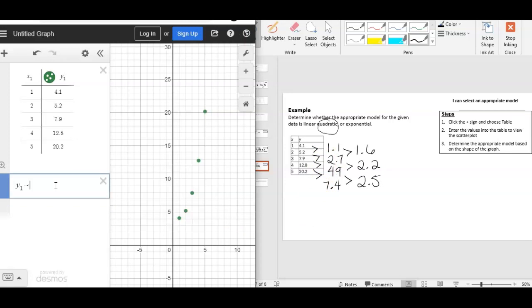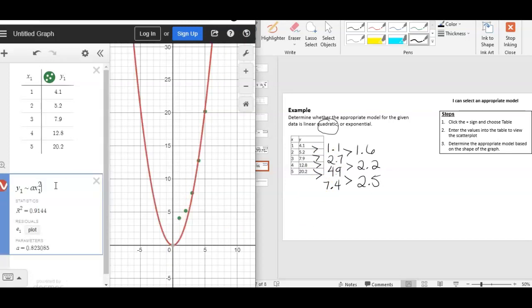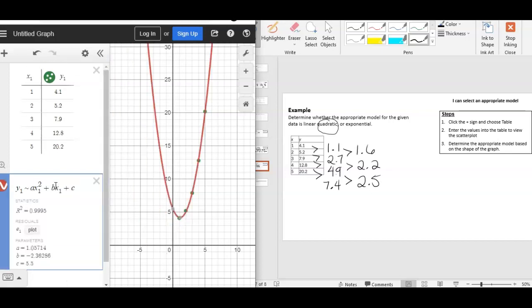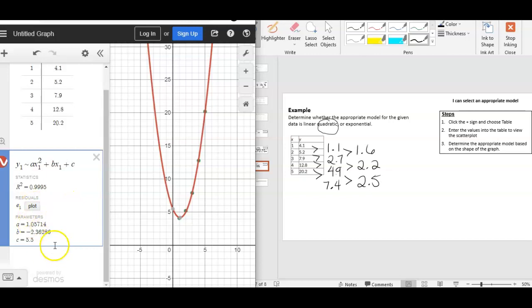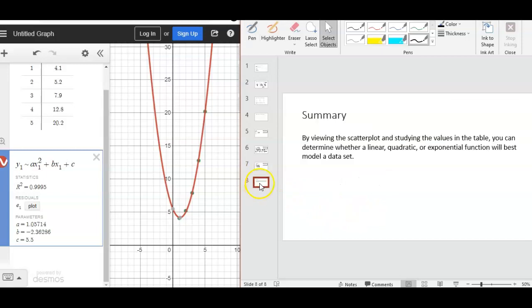So we have y1 is approximately ax1 squared plus bx1 plus c. Okay, so it looks like r is pretty close to 1. And if we look at this graph, notice that it goes very, very nicely through almost all of these points. So my quadratic is going to be a good model here. So by viewing the scatter plot and studying the values in the table, you can determine whether a linear, quadratic, or exponential function will best model a data set using Desmos.